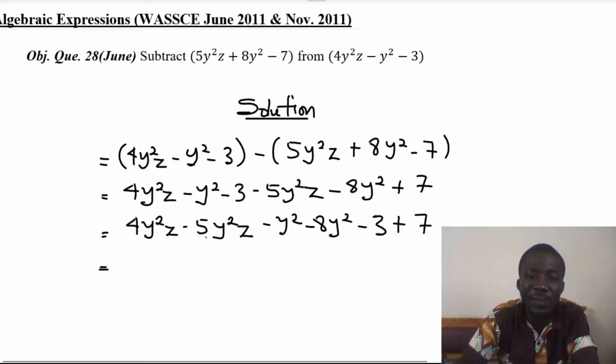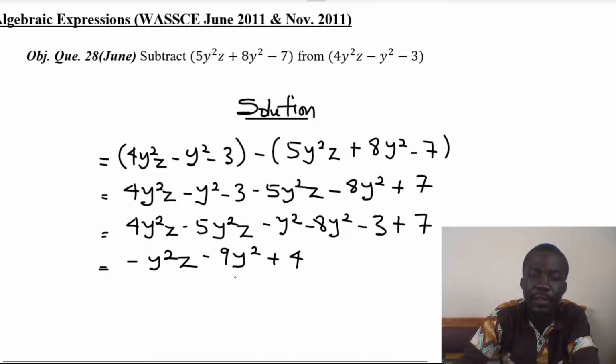4y squared z minus 5y squared z, we are going to get negative y squared z. Then negative y squared minus 8y squared will give us negative 9y squared. Then negative 3 plus 7 will give us plus 4. And that will be our final result.